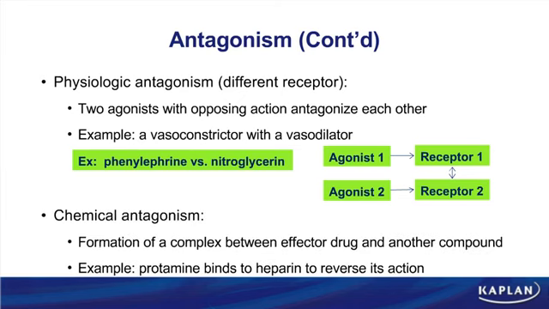Our third example is called chemical antagonism. Chemical antagonism is where you have two drugs that actually bind to each other. There are no receptors involved in this interaction.